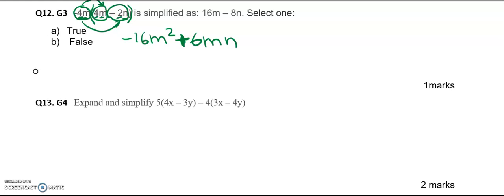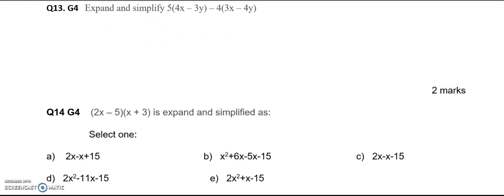So let's see whether this matches what we have here. This is just 16m minus 8n, so that suggests that it's not true. It's actually false. Expand and simplify. 5, open bracket, 4x minus 3y, close bracket, minus 4, open bracket, 3x minus 4y, close bracket.